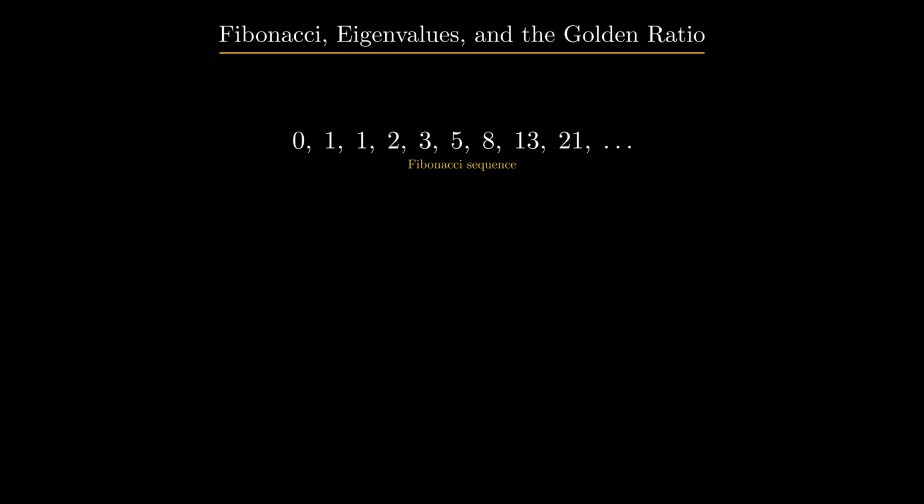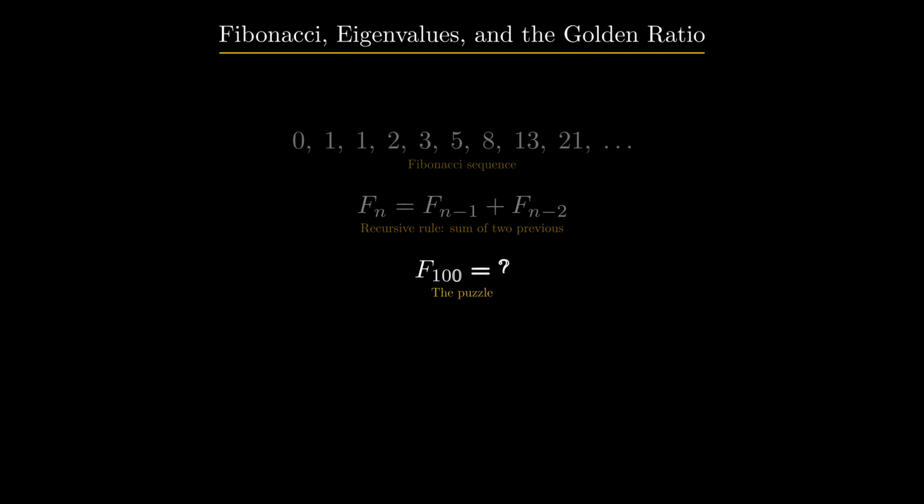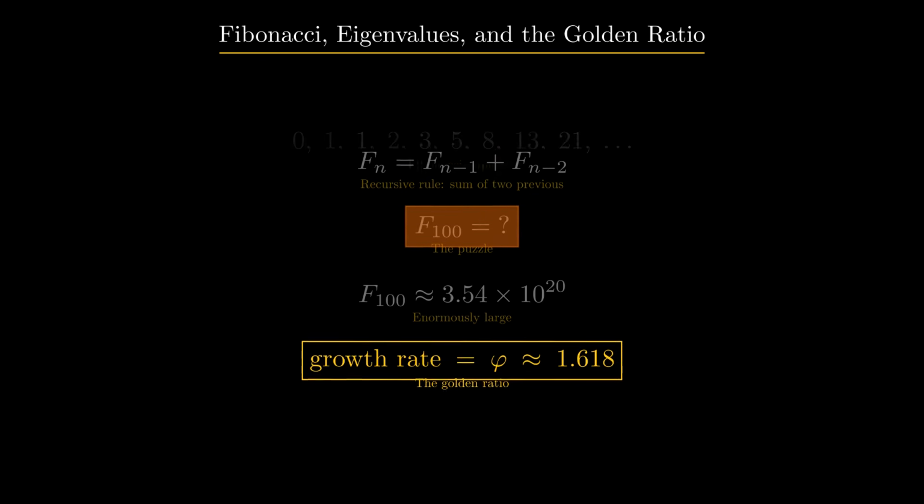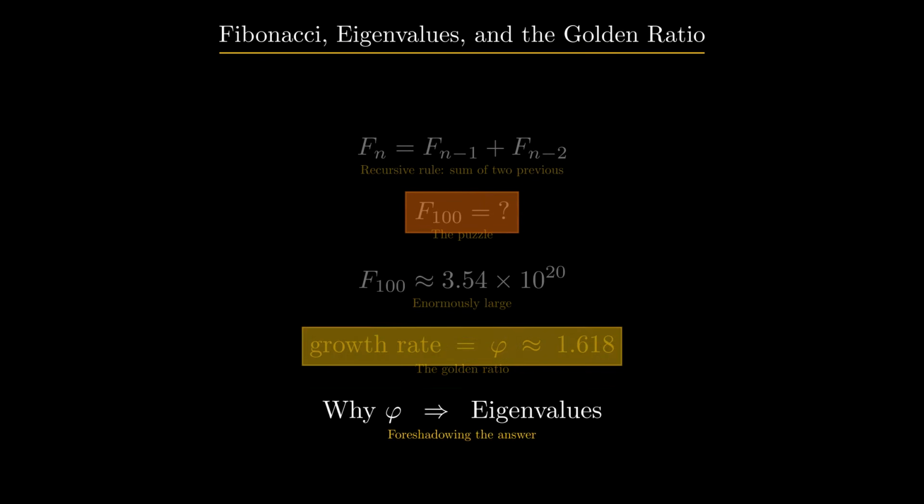Here's a puzzle. The Fibonacci sequence starts 0, 1, 1, 2, 3, 5, 8, 13, 21, and each term is the sum of the 2 before it. So what is the 100th Fibonacci number? It's roughly 3.54 times 10 to the 20th. And its growth rate turns out to be the golden ratio, about 1.618. Why does that number appear?